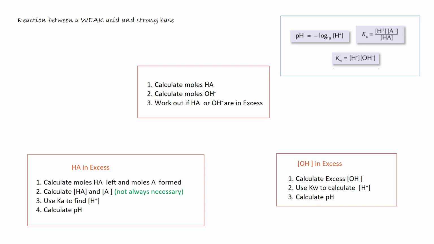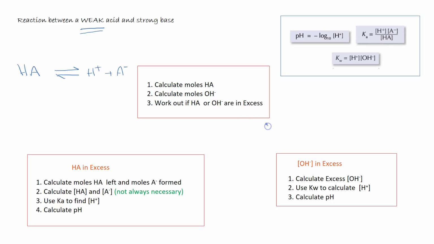So now we're going to move on and look at the reaction between a weak acid and a strong base, which is very similar to the strong acid and strong base, but it's got a couple of important differences when we look at the calculations at the end. So first of all, we're going to be calculating the moles of HA. That's because previously we calculated the moles of H plus, but this time, because we have a weak acid, we assume that most of it is actually present as the acid. So this time we calculate the moles of HA, then we calculate the moles of OH minus, and we work out if HA, that's the acid, or OH minus is in excess.